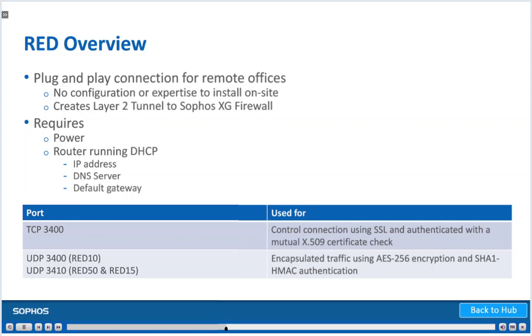At the remote location, the RED requires a power connection, a network connection, a DHCP server to provide an IP address, DNS server, and default gateway, port 3400 TCP, port 3400 UDP for RED 10, and port 3410 UDP for RED 50 and RED 15.